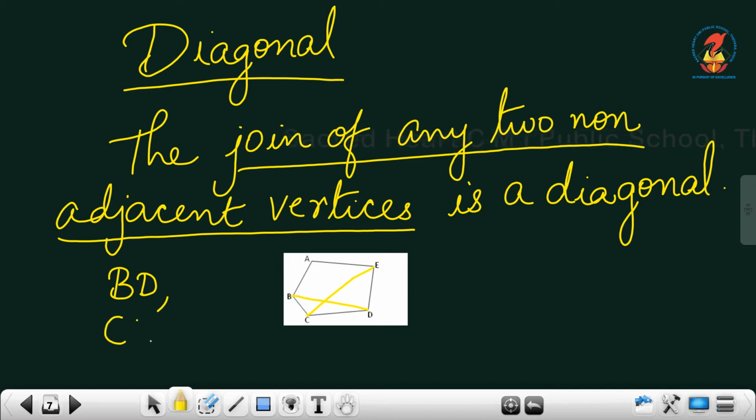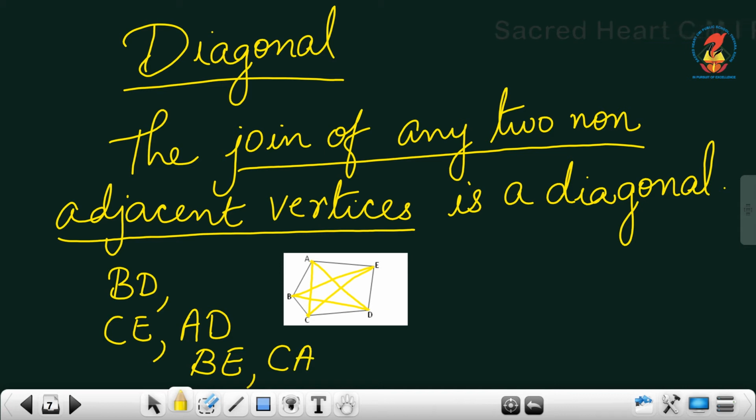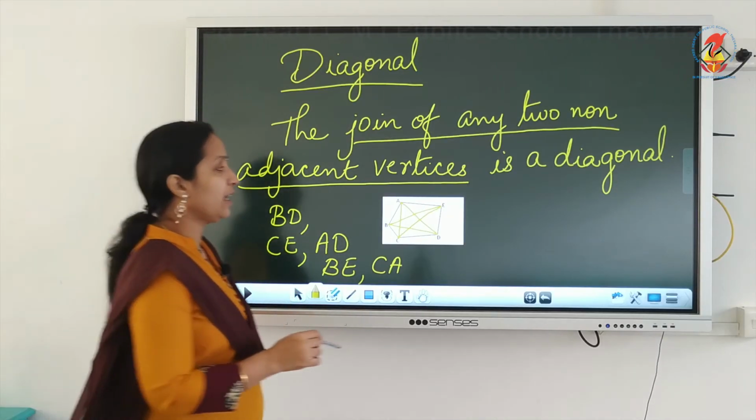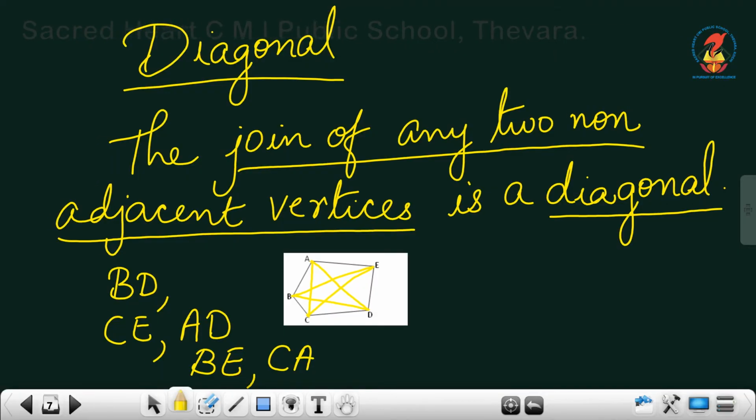CE is a diagonal. Just join the non-adjacent vertices. Draw a line segment between the non-adjacent vertices. That is a diagonal. In the same way you can draw AD. AD is a diagonal. And you can draw BE. BE is a diagonal. And you can draw here CA. CA is a diagonal. So, the join of any two non-adjacent vertices is a diagonal. I hope the word diagonal is clear.